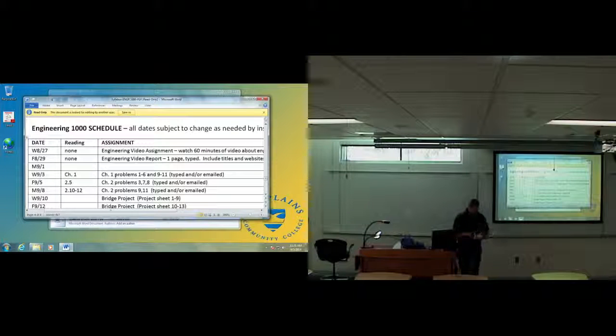Page, page zero. I'm going to switch this over to my overhead projector so you can see what I'm looking at. There we go. So if you go to the end, so it's page 16 here, and if you go to the bottom of this page, you have these problems, 1 through 6, right, and then what did I say, 9 through 11. I want them typed, and you can either print them off and give them to me, or you can email them to me.